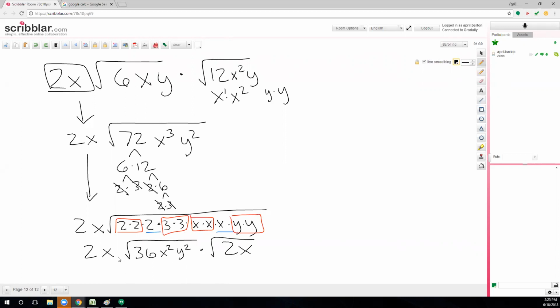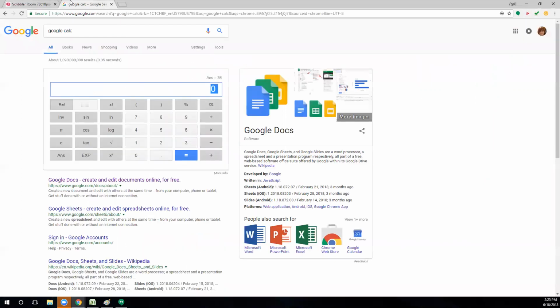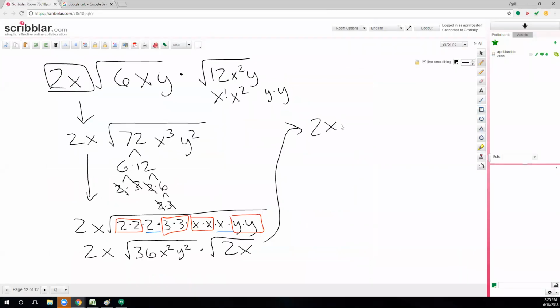So now we actually take the square root. I'm going to have to move up here because I ran out of room. Nope, we're taking the square root, so we don't want a square root symbol anymore. Square root of 36 is 6. Actually type it in though, 36. There we go, 6.